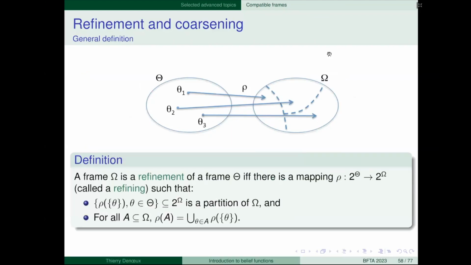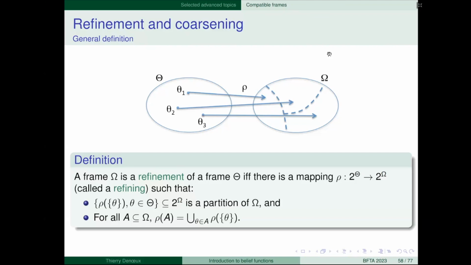So this is a general definition. We have two sets, theta and omega. We say that omega is a refinement of theta if there is a mapping, denoted here by rho, from subsets of theta to subsets of omega, such that the image of each singleton of theta is a subset of omega, and the images of all these elements form a partition of omega. So we obtain subsets in omega by splitting elements of theta into finer possibilities. This is the definition.